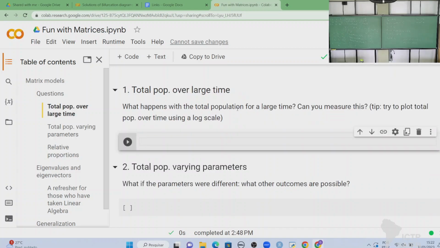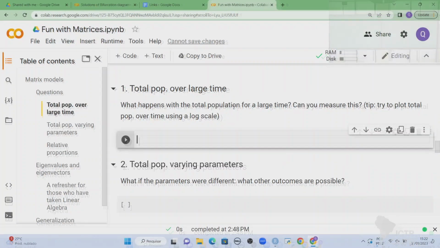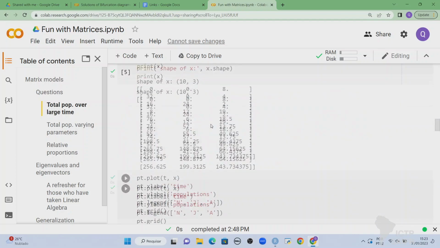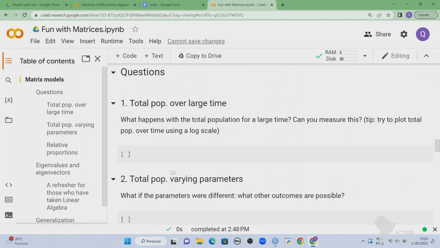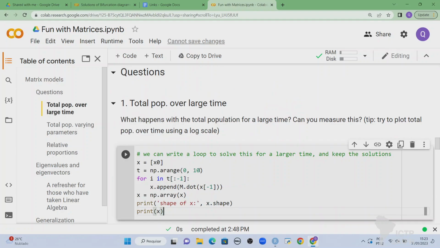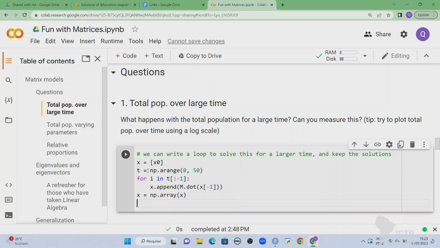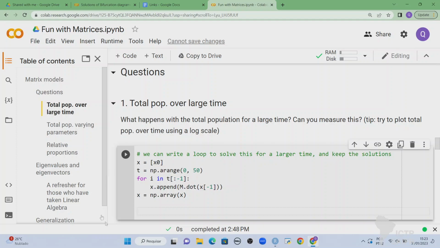Okay, so let's try to do this over here. So total population. I'll just copy the code that I had before. So let's copy this part here. And then I will put a larger time here, I don't know, 50 times. And then what I want at the end, I won't print it. What I want at the end is, well, X has 3 columns. I want the sum of the 3 columns.